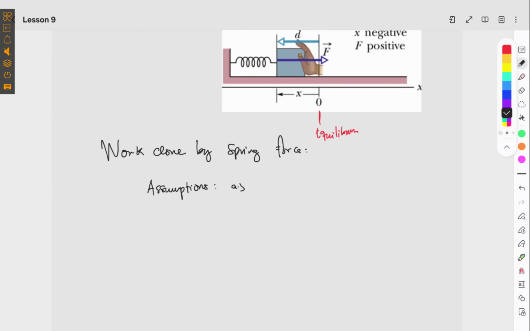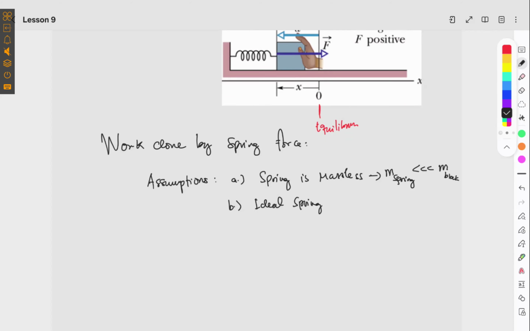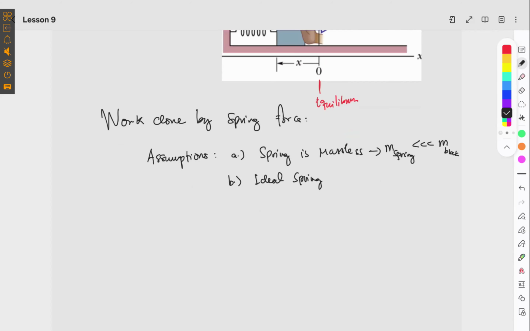Okay. The spring is massless, which simply means the mass of the spring is very, very small, much smaller than the block, that it becomes negligible. That's what the assumptions are. So the ideal spring obeys Hooke's law exactly.